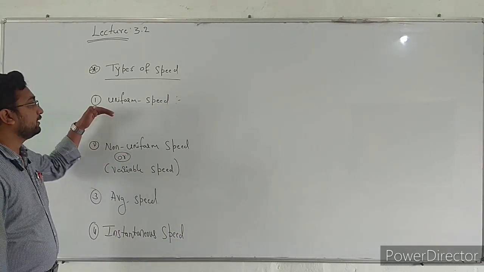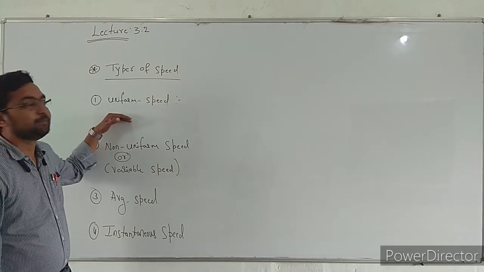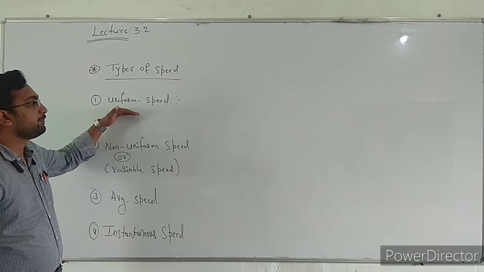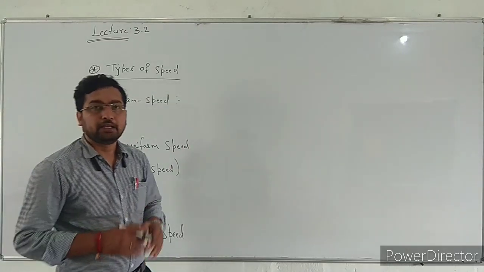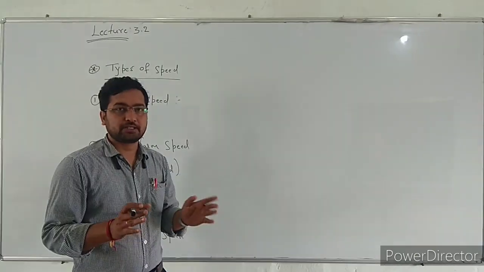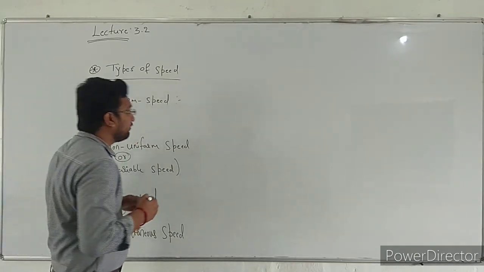The first one, uniform speed. What do we mean by uniform speed? If an object is said to move with uniform speed, it covers equal distance in equal intervals of time. That is known as uniform speed.